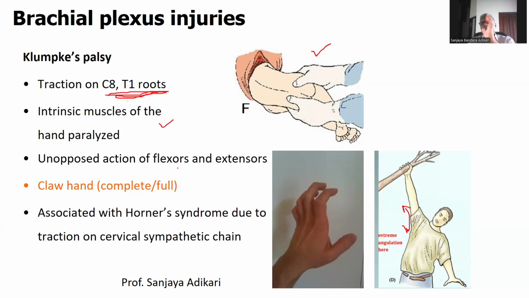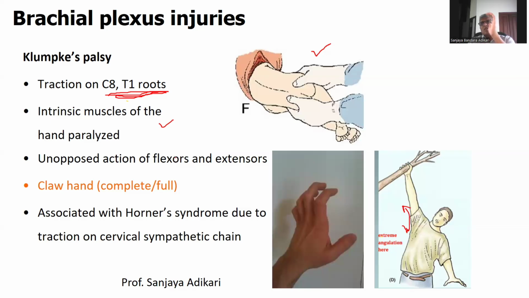And when they flex interphalangeal joints, they flex metacarpophalangeal joints and extend interphalangeal joints. Okay, when they extend interphalangeal joints, they oppose the action of long flexors. When they flex metacarpophalangeal joints, they oppose the action of long extensors of the forearm. Okay. When the interossei and lumbricus are paralyzed, their opposing action is gone.